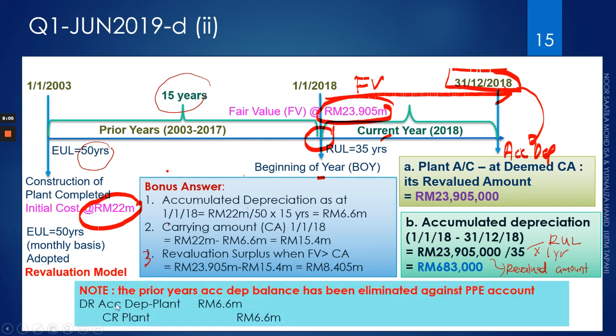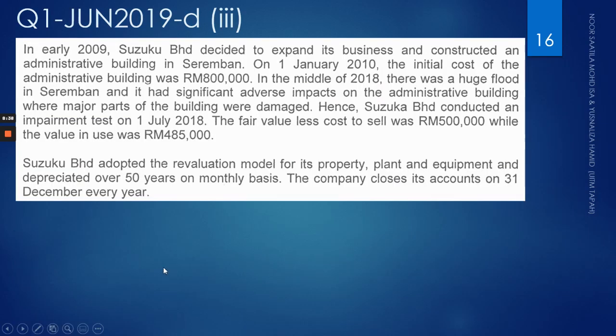But the accumulated depreciation, just to highlight a little bit, has to be eliminated against the PPE account when you exercise your revaluation here. So it has to be eliminated. How much? The amount that was depreciated over the last 15 years. So that one is in case you are more interested to know about the elimination of the accumulated depreciation balance prior to the revaluation.